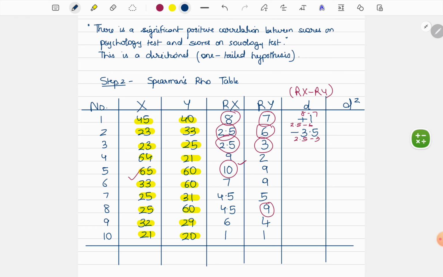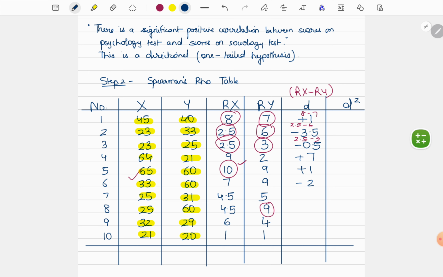So minus 0.5. Okay, now I will not keep writing in red for each. I hope you have seen the pattern of how we are calculating. So now you just have to keep on continuing in that way. So for the next one we'll have to do 9 minus 2, which is plus 7. Next we'll have to do 10 minus 9, which is plus 1. Next is 7 minus 9, which is minus 2.